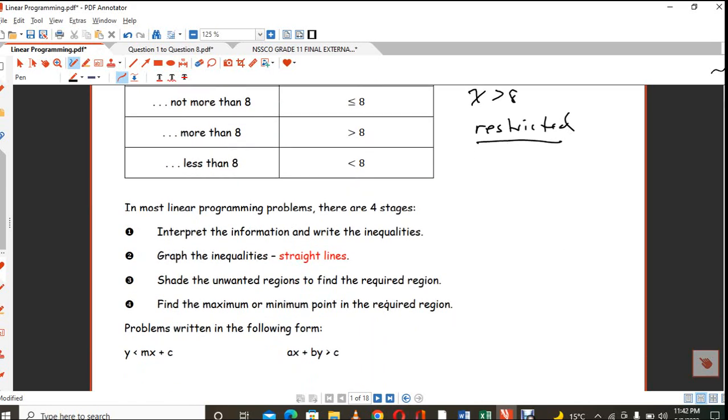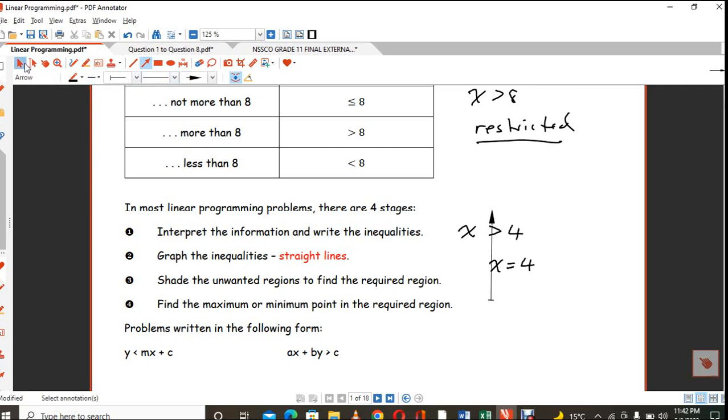Also, because I'm doing word problems, there are stages that you always need to consider. When you get the information, you should interpret it and then write inequalities. And you graph those inequalities by straight lines. Say you have the inequality x is greater than 4. You are going to think of the line x equals 4, but here's the thing about the line x equals 4.